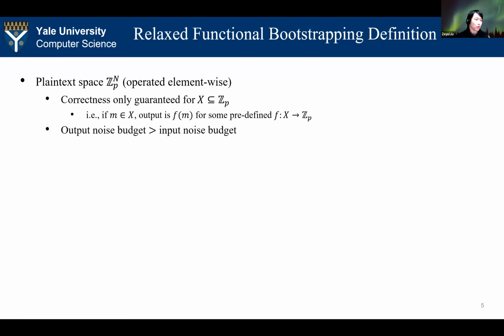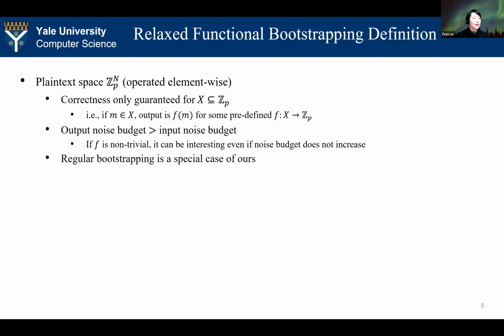The second requirement is that we require the output noise budget to be greater than the input noise budget. This is the basic requirement of bootstrapping. Of course, if the function f is non-trivial, then it can also be interesting even if the noise budget does not increase, but for the sake of this talk, we will not go in that direction. Lastly, I'd like to mention that regular bootstrapping is indeed a special case of ours. If you just let this subset X be Z_p itself, and you let f be the identity, this will be regular bootstrapping.